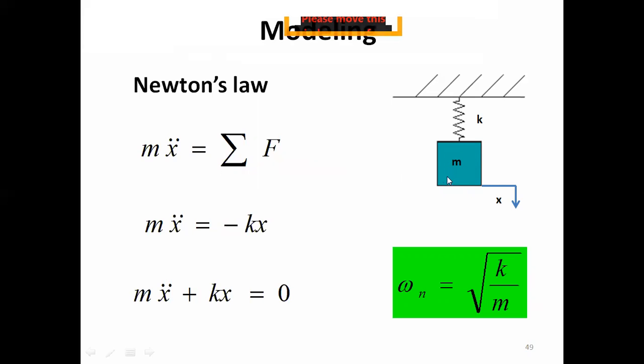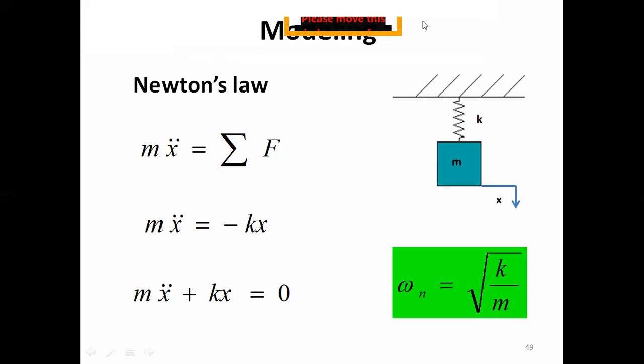Next, what I would do is draw the free body diagram for this. So we have this mass. Let's say at this distance, the mass is moving in the downward direction. If the mass is moving in the downward direction, what would happen to the spring? The spring would stretch. And what would be its effect? It would pull the mass in the upward direction.